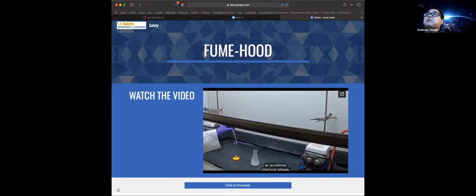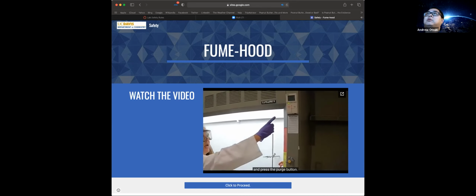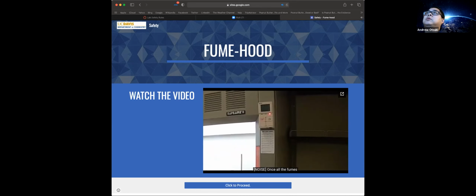In case of an accidental chemical release, close the FUME-HOOD and press the purge button. Once all the fumes have been sucked out, turn the purge off. Sometimes when you first open the FUME-HOODs, they will alarm. To turn off the alarm, press the silence button. If the alarm keeps going off, please notify the lab dispensary immediately.